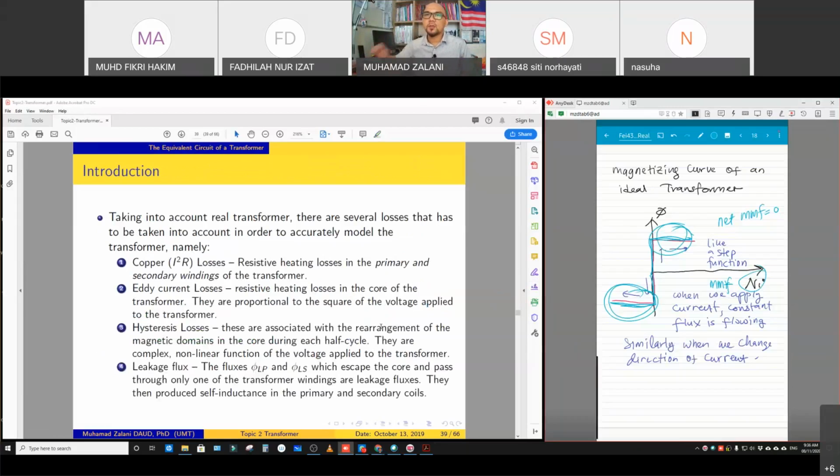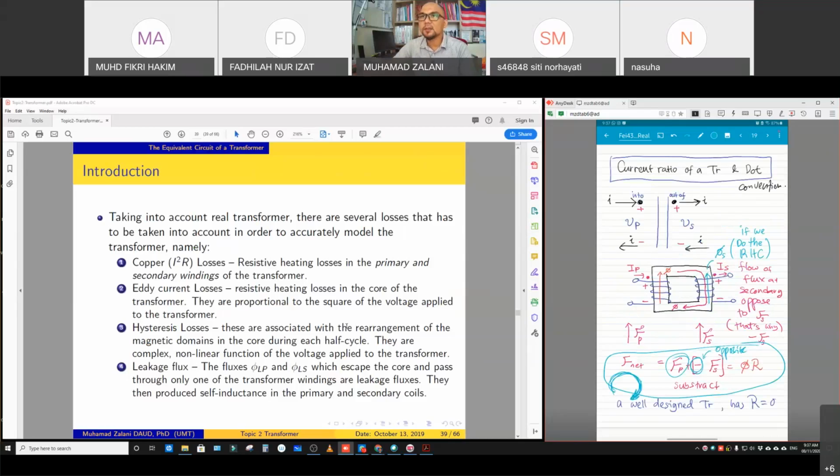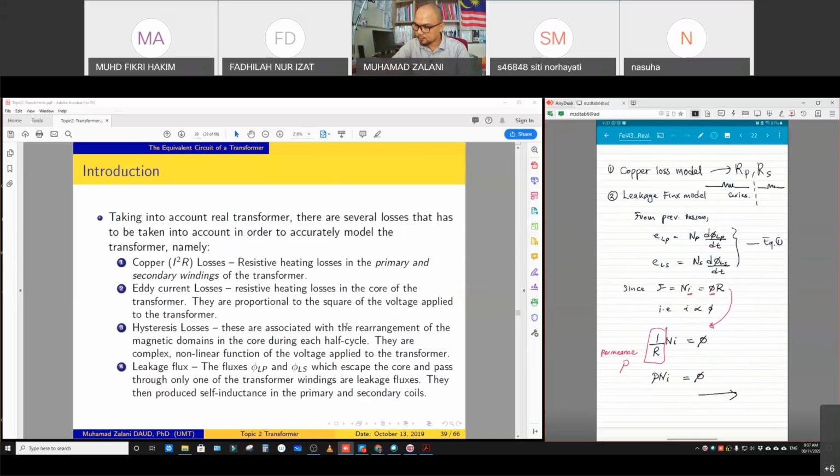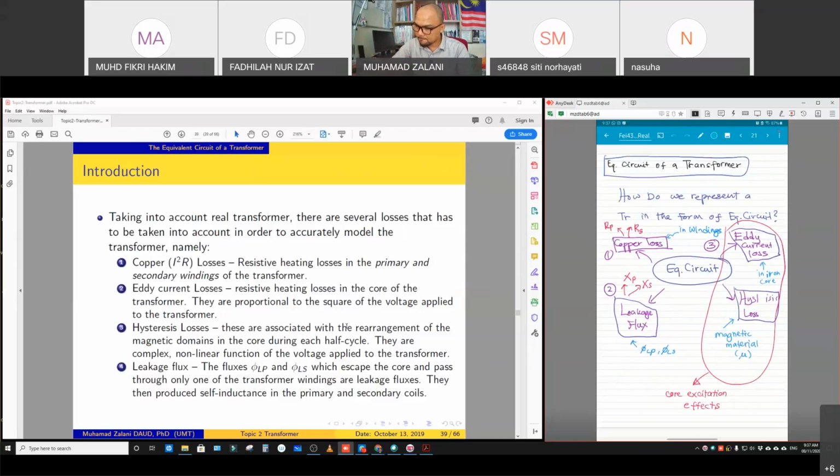So when we talk about the equivalent circuit of a real transformer, there are a few things that we will consider in the real transformer equivalent circuit. So we consider all of these 4 types of losses in the real transformer.